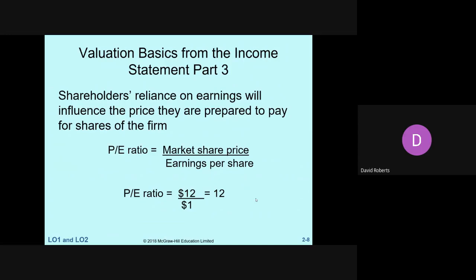Now this goes in a positive way and a negative way. So if the earnings go down, you have a 12 times effect on the market share price. So if the earnings went down by 50 cents, your share price would go down by $6.